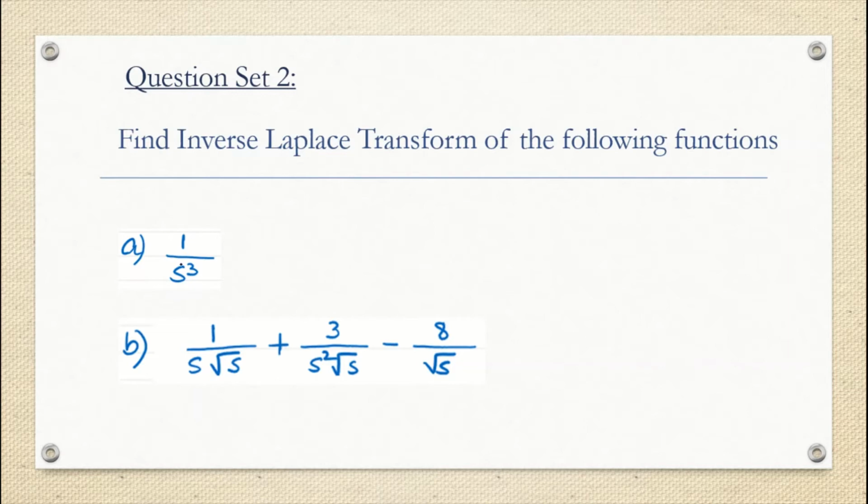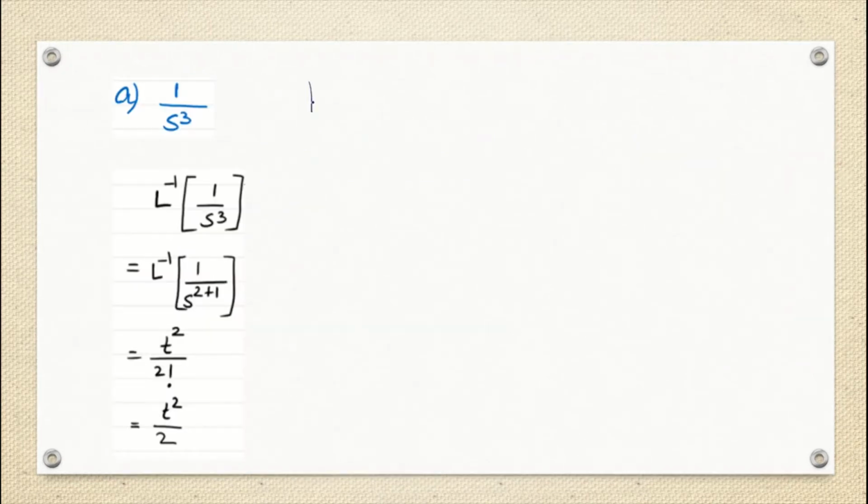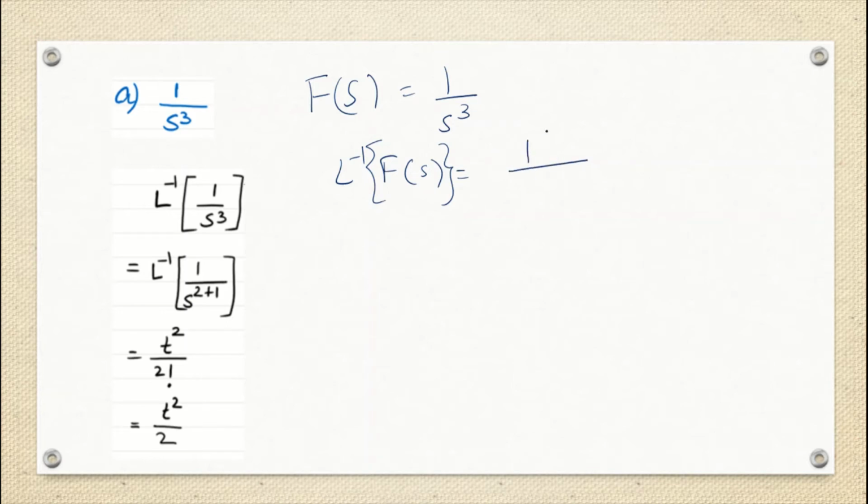Okay, so we are starting with question number 1. The first question is 1 by s cube. If I have the frequency domain function F(s) as 1 by s cube, we have to find the Laplace inverse of this function F(s). If I perform the Laplace inverse, my final answer will be in the t domain, so we won't have s in my answer. This is what we are going to write in the form of my formula.